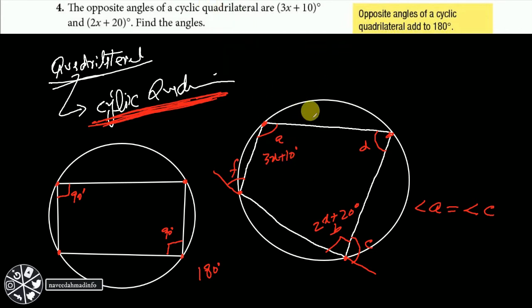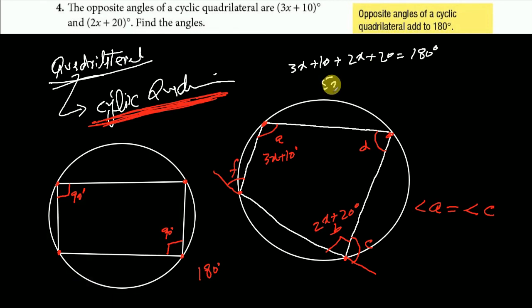As we know that in a cyclic quadrilateral, the sum of opposite angles will always be equal to 180 degrees. So you will add these two angles, 3x plus 10 plus 2x plus 20, and that is equal to 180 degrees. So this will be 5x plus 30, and that is equal to 180 degrees. So your 5x will be equal to 150 degrees, so your x will be equal to 30 degrees.